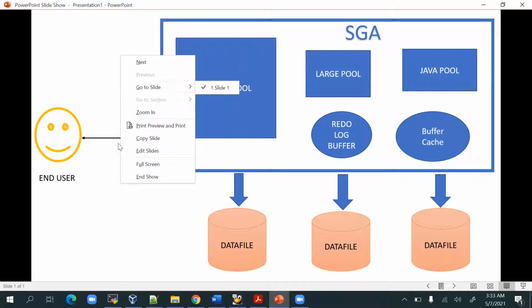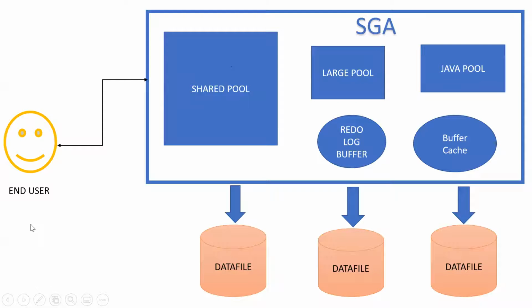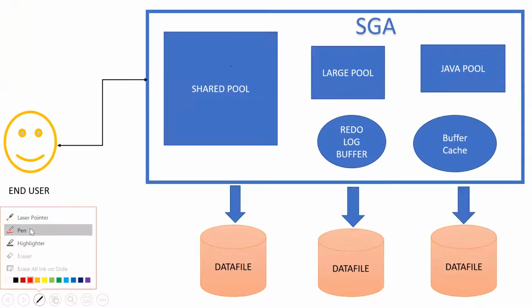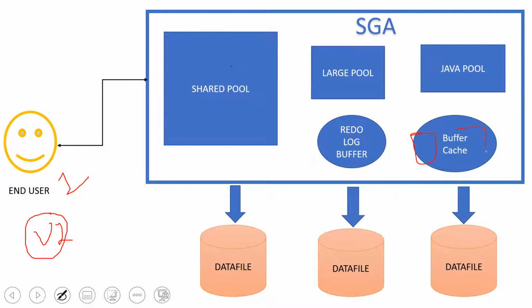Let me just draw the actual diagram so that you can better understand. This is my user 2 and this is my user 1. User 1 is already modifying my block. There is some block modification already going on. At the same time, this user wants to access the block which is modified by my first user.